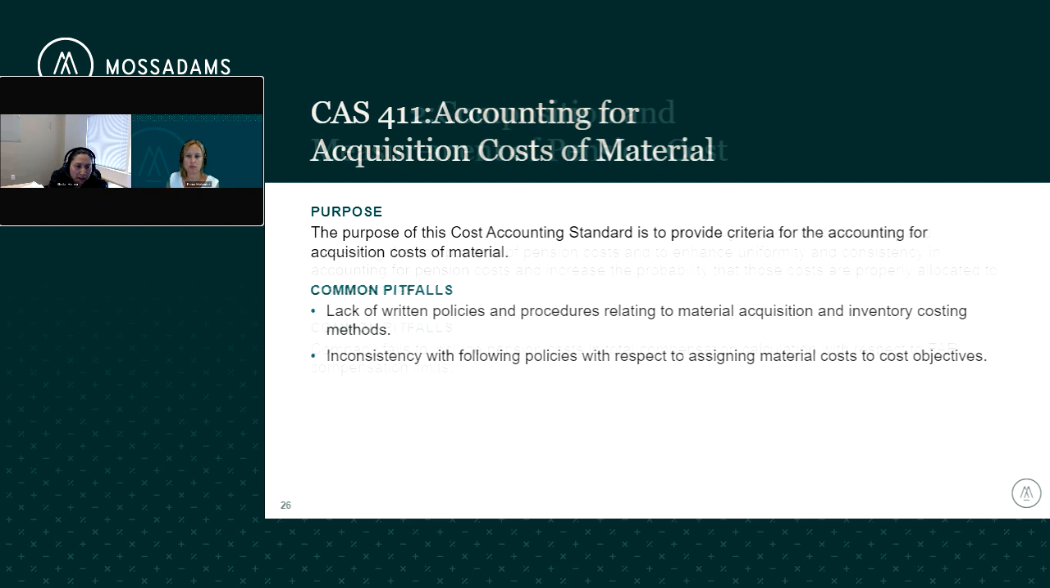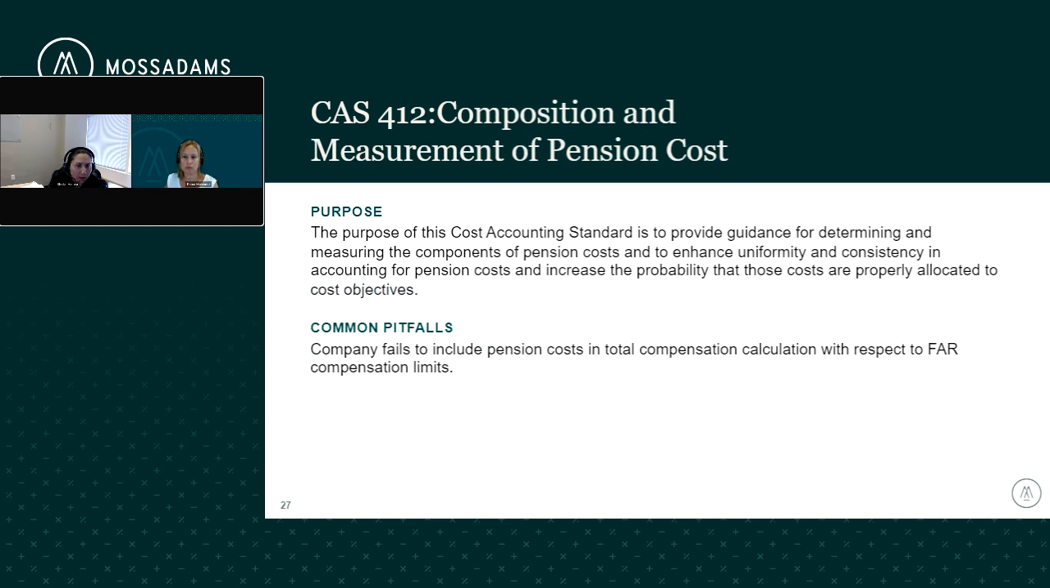And so then moving on to CAS 412, the composition and the measurement of pension costs. So a little bit different than some of the other things that we've talked about already and that Karen worked through on the other CAS requirements. This is really diving in specifically to that measurement portion of the pension cost.